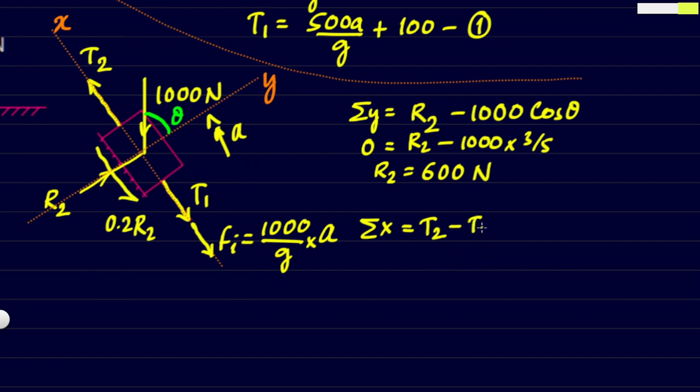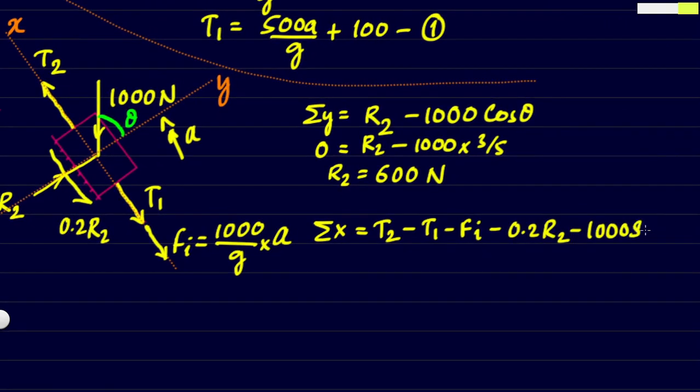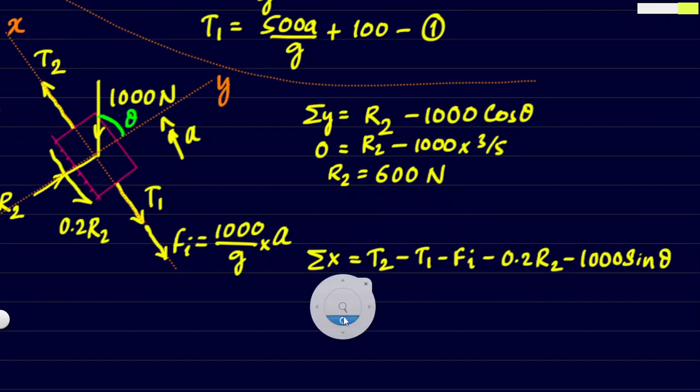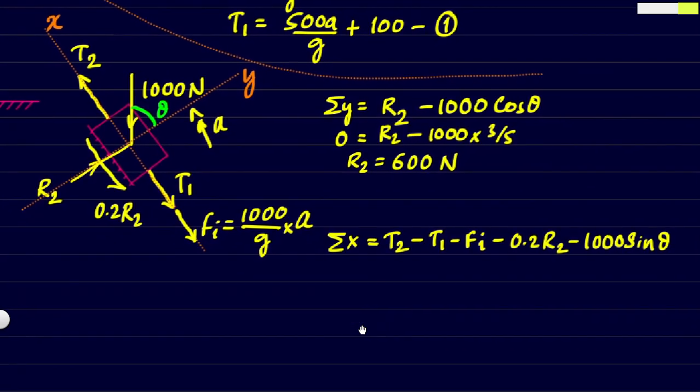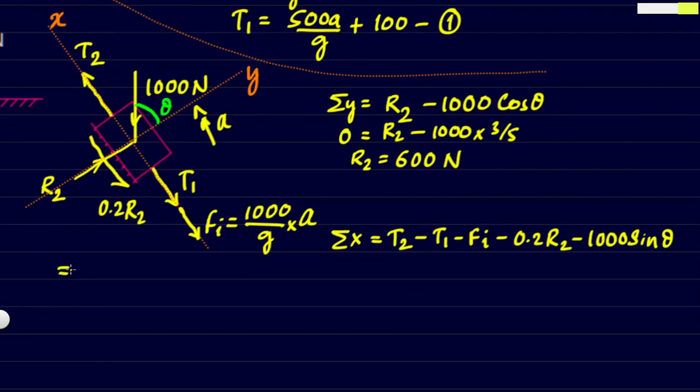So minus T1, minus Fi, minus 0.2 times R2, and minus the component of 1000, that component being 1000 sine theta. Now let us substitute whatever values we know in this particular equation and start writing it from this position. The sigma x value is going to be 0 because we have considered the inertia force. We can assume it to be any static equilibrium.